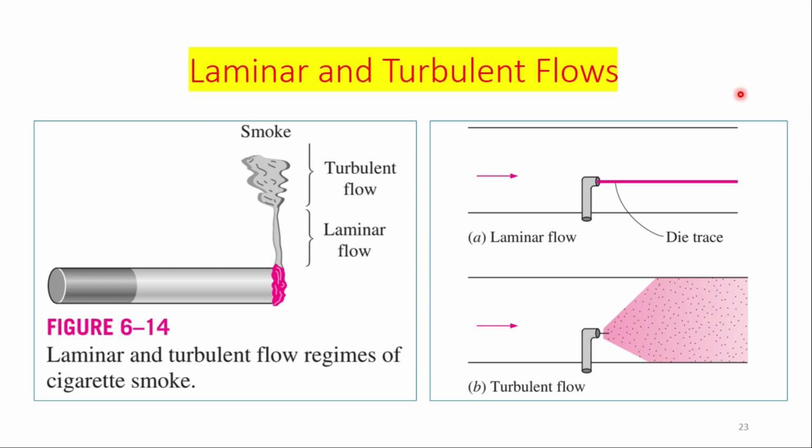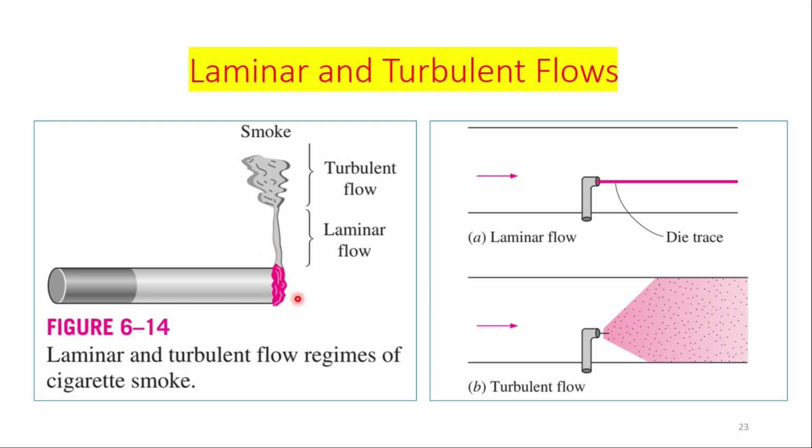So let us discuss the next topic, which is known as laminar and turbulent flows. If you have seen a person smoking, you probably have noticed that the cigarette smoke rises in a smooth plume for the first few centimeters and then starts fluctuating randomly in all directions as it continues its journey towards the lungs of others, as you can see in this diagram.